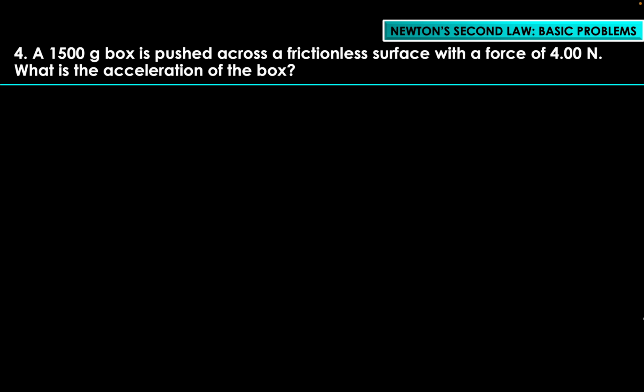Number 4, a 1,500 gram box is pushed across a frictionless surface with a force of 4 newtons. What is the acceleration of the box? Let's write down the given. There's a box again. It's just all boxes. The mass of the box is 1,500 grams. And then there's a force acting on the box that is 4.00 newtons. So that's our applied force. Okay, let's list it down in here.